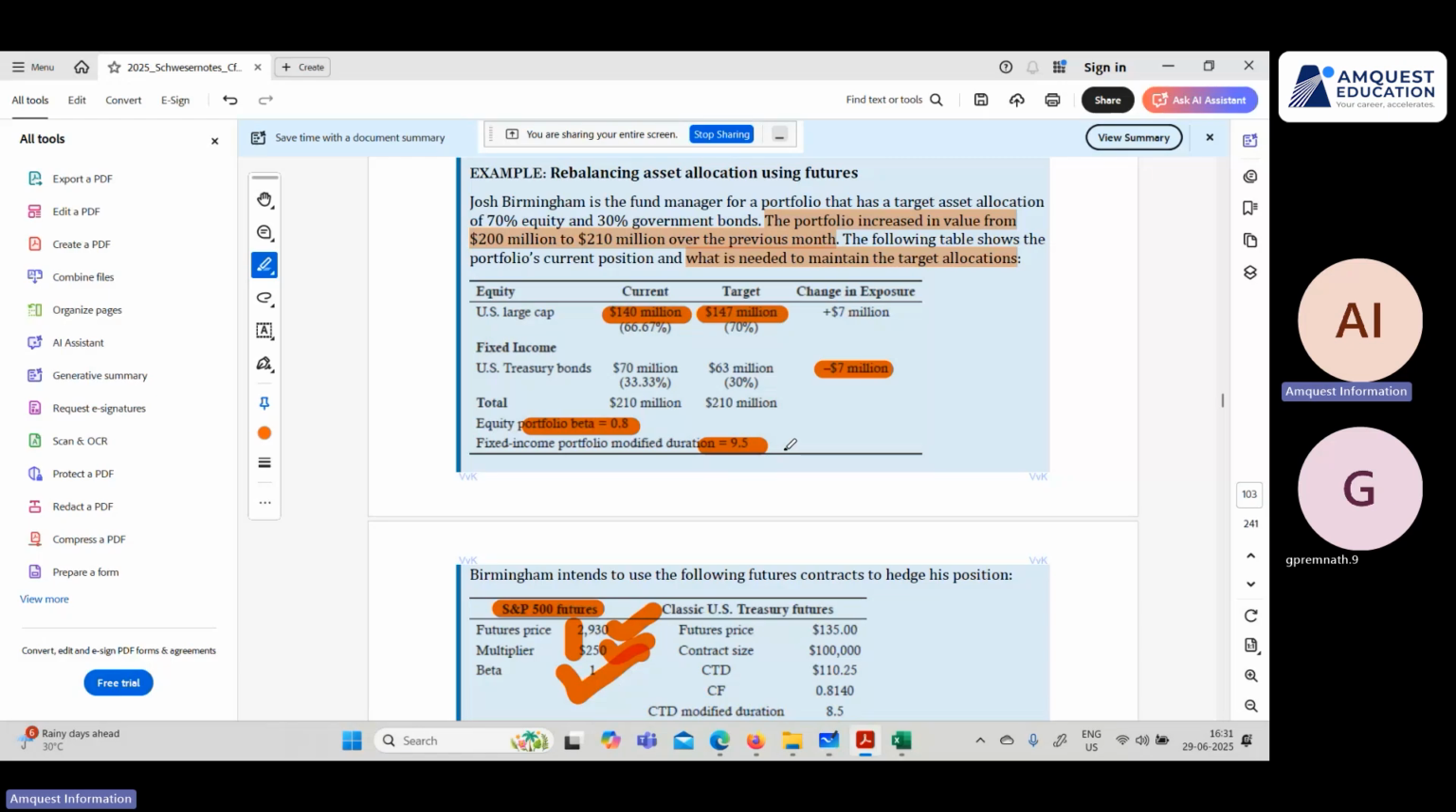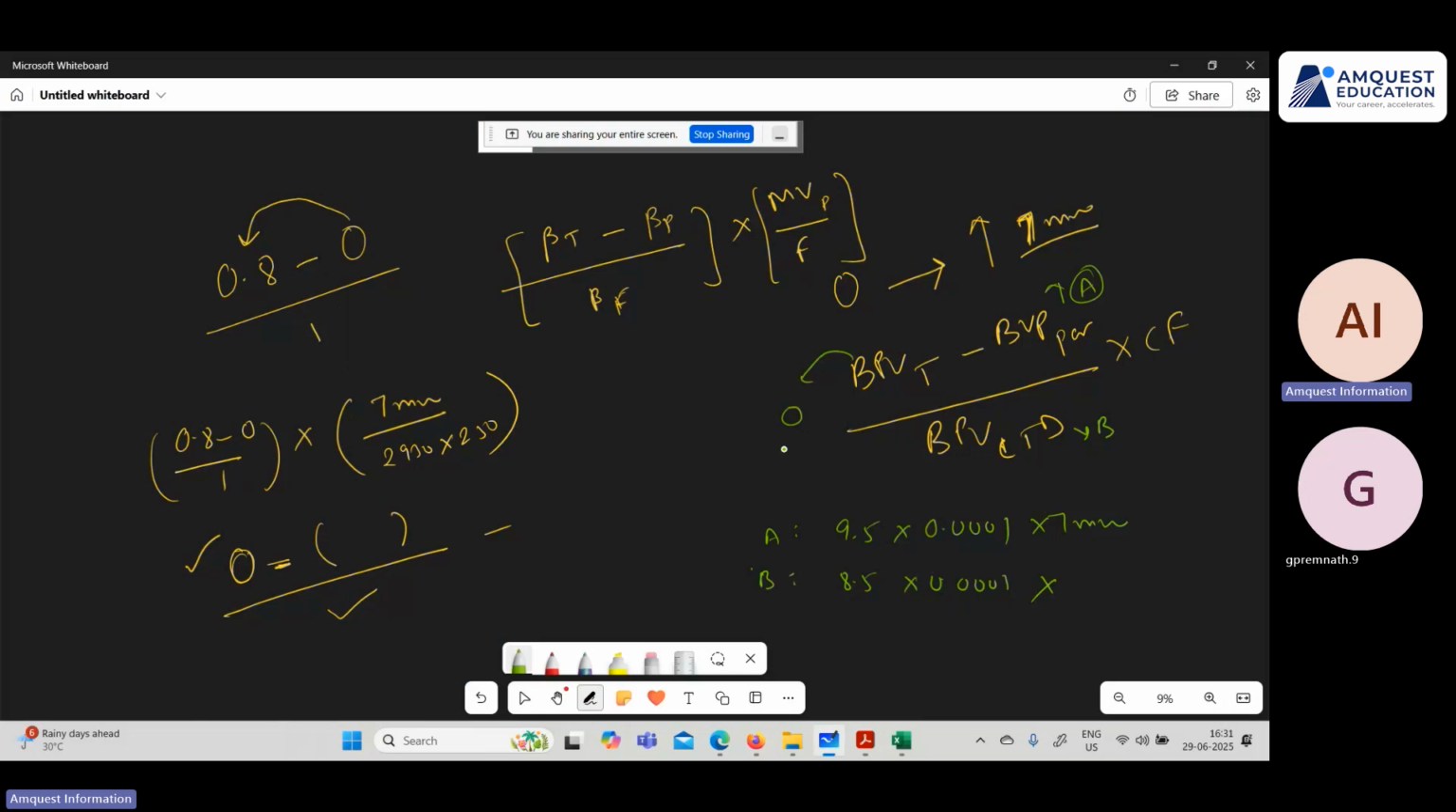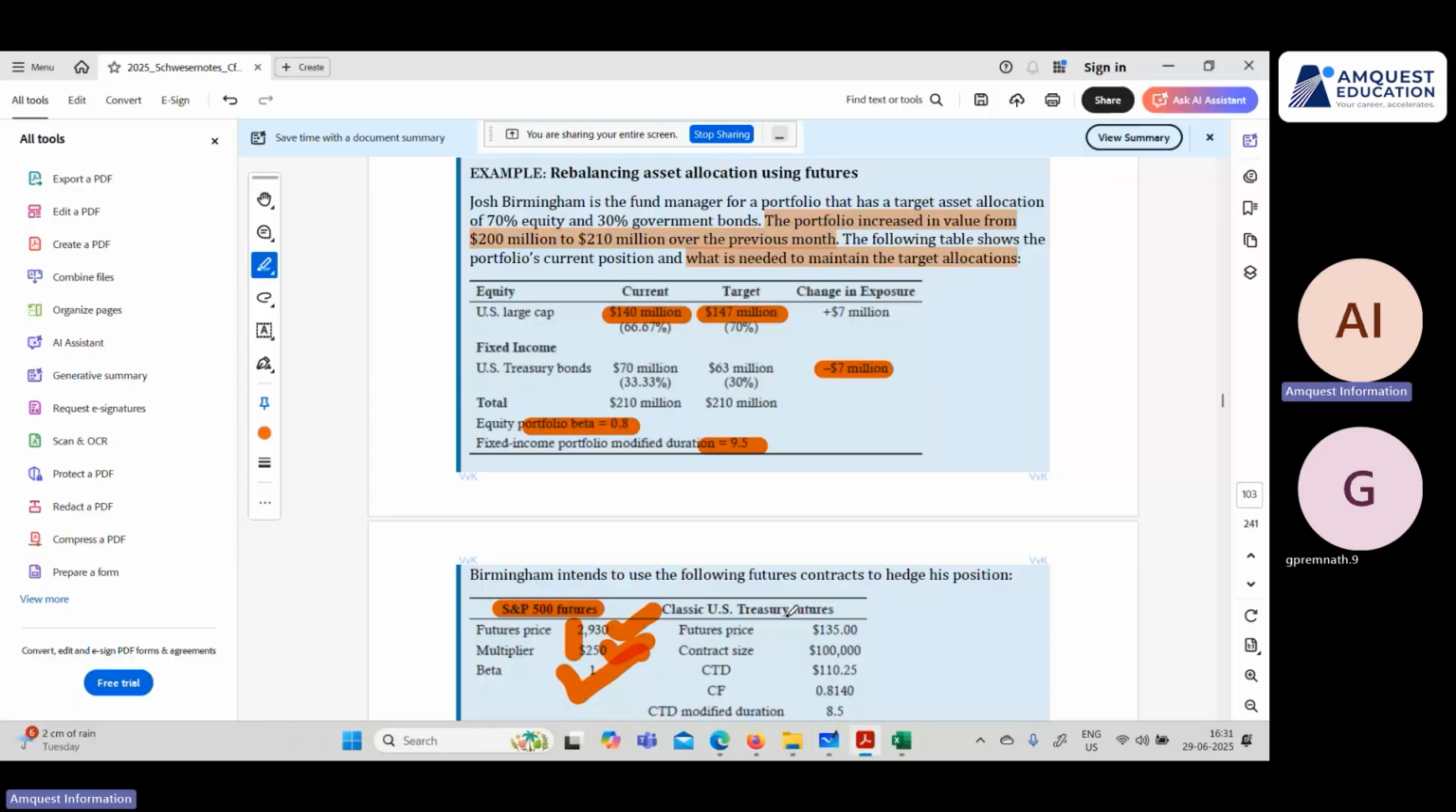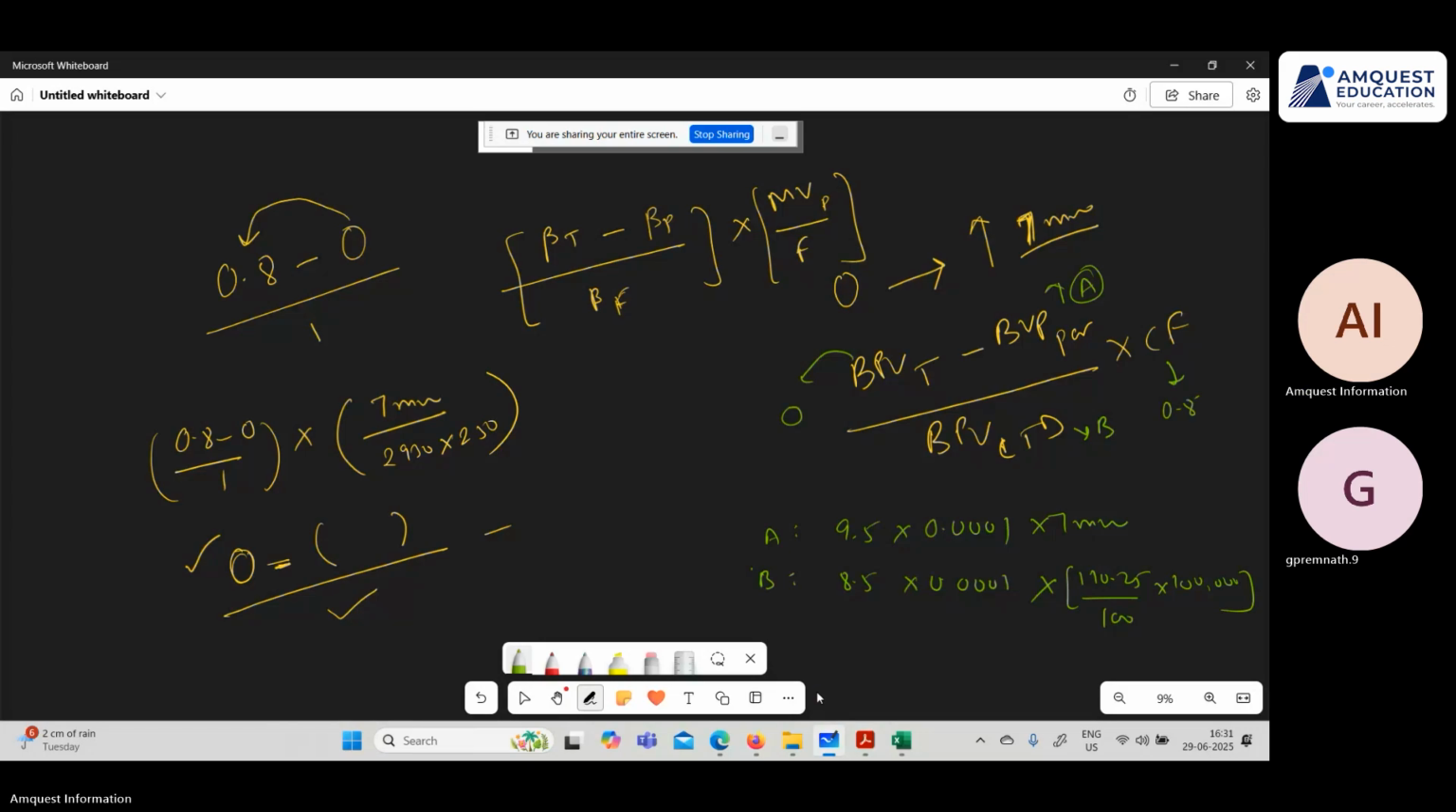And we know how to calculate the value, right? The value is 110.25. And we know that we need to multiply by 1000. How? Divide by 100, multiply by 100,000 per par value. We talked about it before. And you have the conversion factor already, which is 0.8140. Does it make sense?